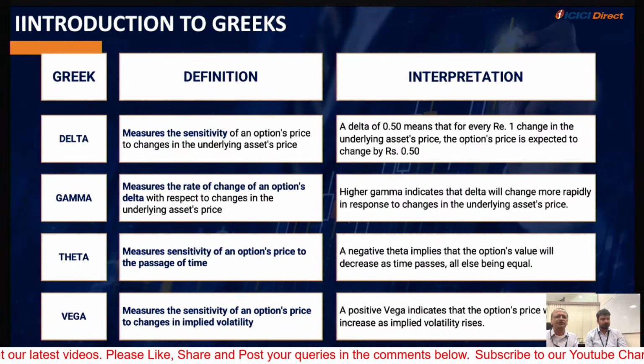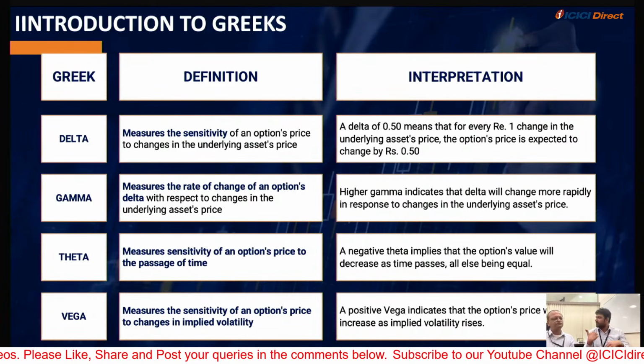So that's what delta is: how much money will you make or lose when the underlying goes up or down by a certain amount. Okay, so I think I'll take some mathematical example here, that would be better.